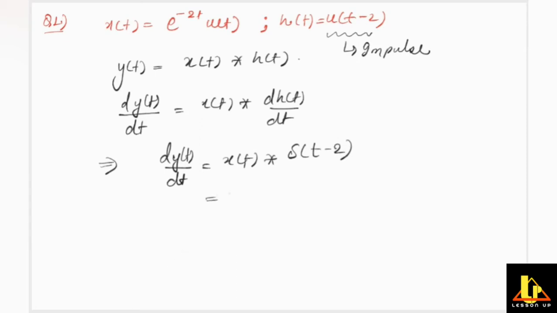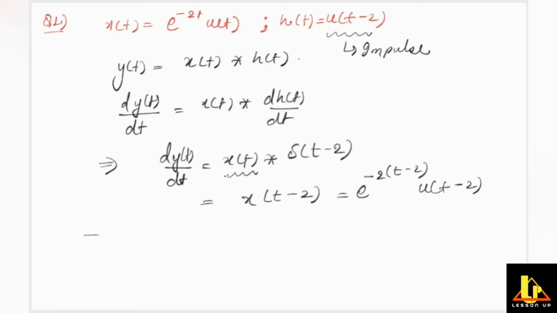Now we can directly write the convolution of any signal with impulse. So here the t in x of t will get replaced by t minus 2. So this will become x of t minus 2. So x of t they have given, and x of t minus 2 will be e to the power minus 2 into t minus 2, into u of t minus 2.